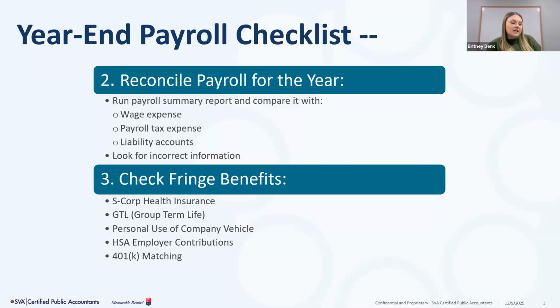A tip for accessing this is if you go to the payroll section in QuickBooks Online, go to employees, go to add/edit pay types, and then you'll be able to set up your fringe benefits from there.